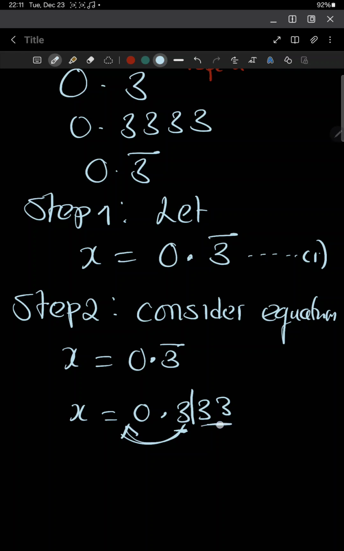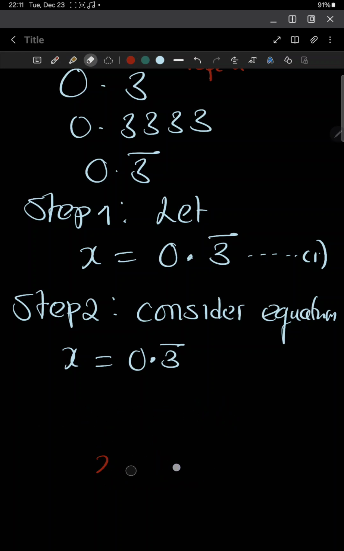Forget about the repeating numbers, and concentrate on this first 3. We have x is equal to 0.3, so which number can I multiply by so that this 3 comes to this side? It is 10. So that is what we'll do. Let me erase this; this was just an explanation that you need to know.